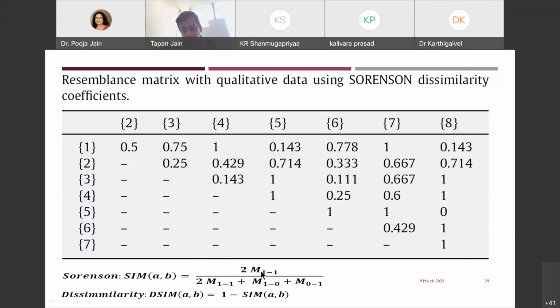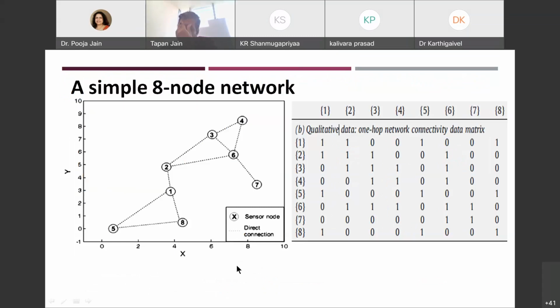So how do we calculate this M11, M12 between two nodes? Let's say, for example, for 1 and 2 we have to calculate. I want to calculate the similarity value between 1 and 2. M11, what do you mean by M11? I need to calculate the similarity between node number 1 and node number 2. So for that, we need to calculate these values.